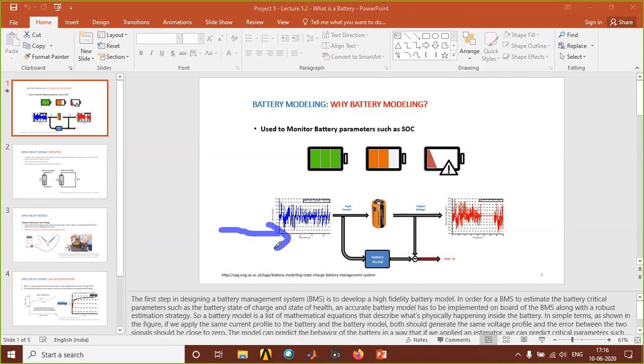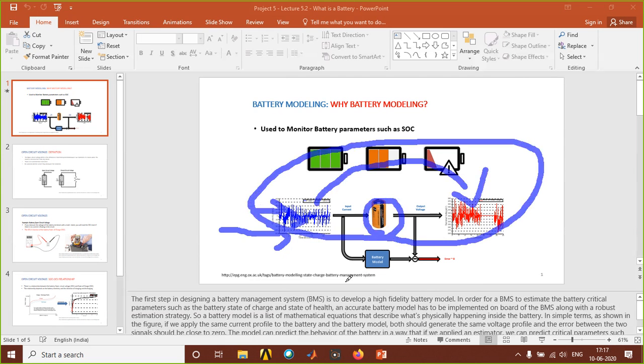For example, you take your mobile phone. When you put it on charging, you are supplying current I. With respect to that, you get an increase in voltage in that particular battery. If this is satisfied by this particular model, then our model is 100% correct.